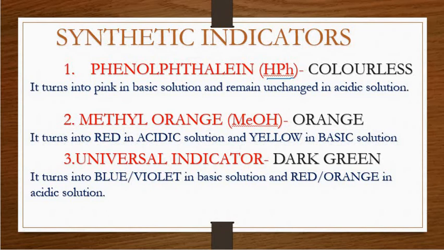Universal indicator. The universal indicator's original color is dark green. When one drop of universal indicator is added to a basic solution, it will turn blue or violet in color. Whereas when one drop is added to an acidic solution like HCl, it will turn red or orange in color. In case of HCl, it will turn red in color. It gives different colors for different acidic solutions on the basis of their strength.